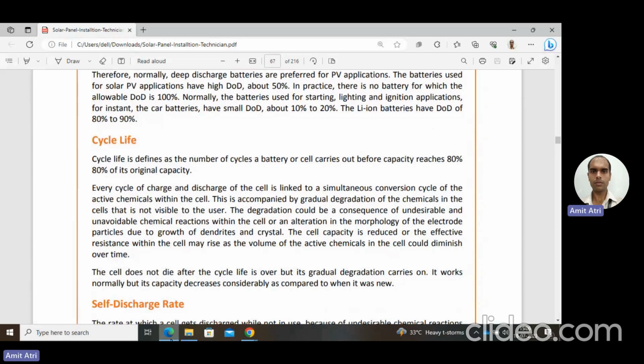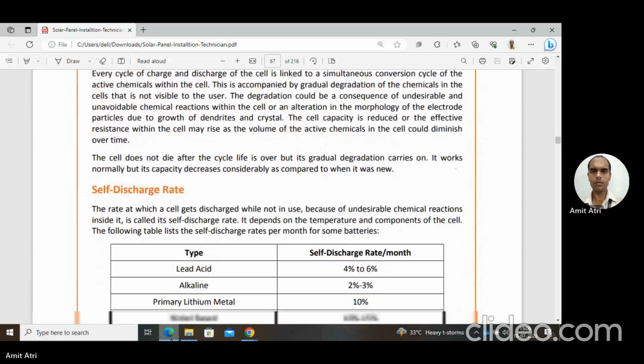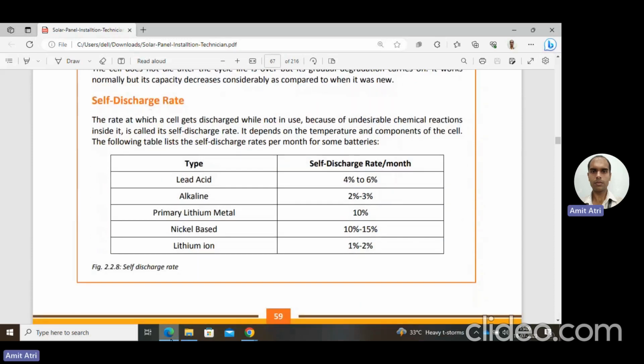Because the cell does not die after the cycle life is over, but its gradual degradation carries on. So that means the capacity is decreasing. So it works normally, but its capacity decreases considerably as compared to when the battery was new.